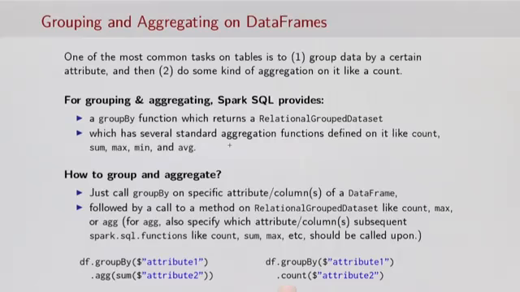This count operation is defined on this relational group dataset thing, and it returns another data frame. So then you get back to data frames again. This API basically requires you to go through two steps. First call group by, and then call some other operation to get you back to a data frame. This can look a little complicated, so let's look at an example to clear it up.